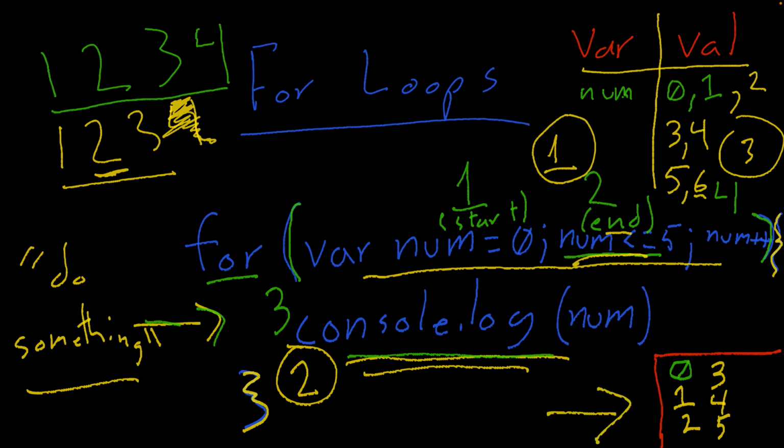And that's the answer. Okay, I got you. Yep, that's our result. So now, instead of console logging 0, console log 1, 2, 3, 4, 5, we wrote a for loop and made the machine do it for us.